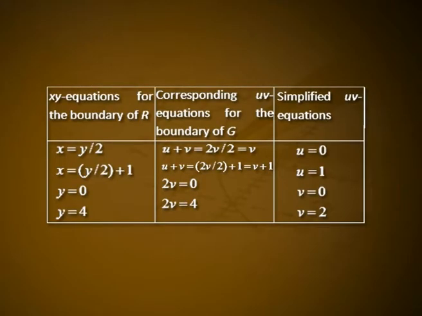Also, we note the following: xy equations for the boundary of R, corresponding uv equations for the boundary of G, simplified uv equations. x equals y/2, u+v equals 2v/2, that is equal to v, so u equals 0. x equals y/2 plus 1, u+v equals 2v/2 plus 1, which is equal to v plus 1, so u equals 1. y equals 0, 2v equals 0, v equals 0. y equals 4, 2v equals 4, v equals 2.